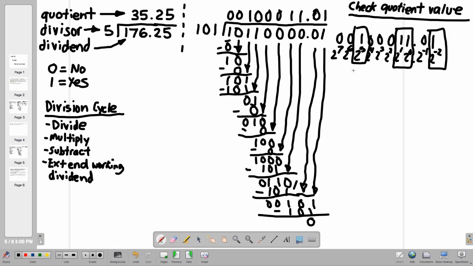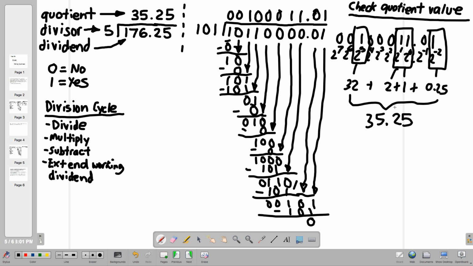All right, so let's see what we have. 2 to the fifth power is a value 32, plus 2 to the 1 power is a value 2, plus 2 to the 0 power is a value 1, and plus 2 to the minus second power is really 1 over 4, which is a value of 0.25. When we add this up, it comes to be the value 35.25. And this is what we wanted to show.